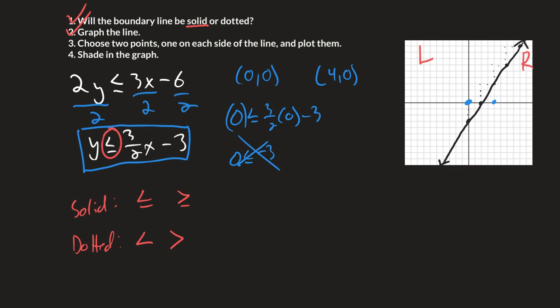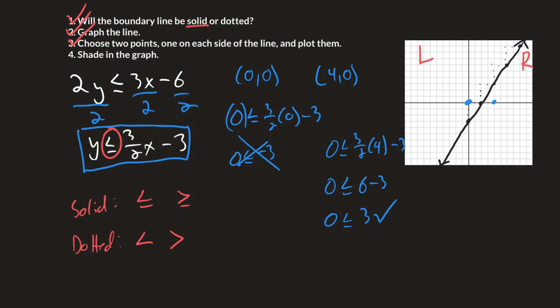Then we'll plug in 4, 0, so we get 0 is less than or equal to 3 halves, plug 4 in for x, minus 3. We get 0 is less than or equal to 6 minus 3. 0 is less than or equal to 3. That's a true statement, so we've done number 3.